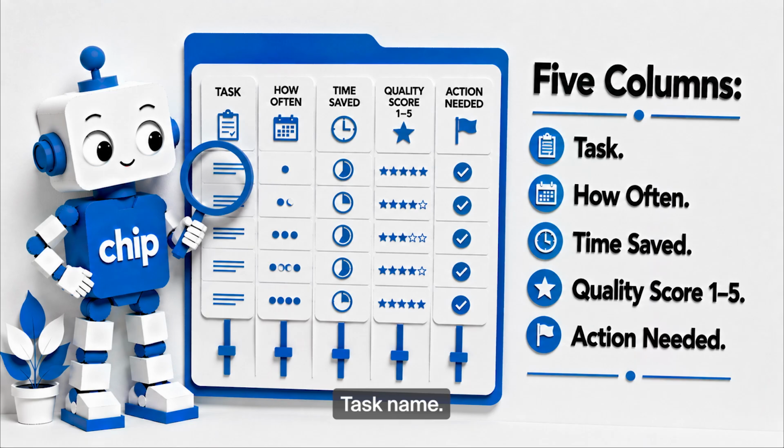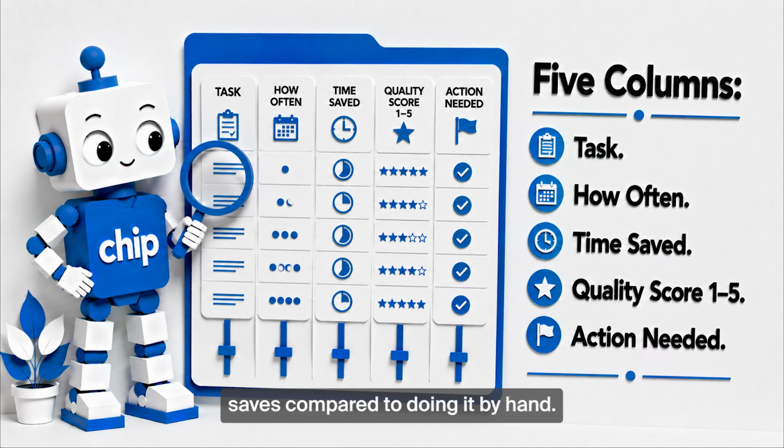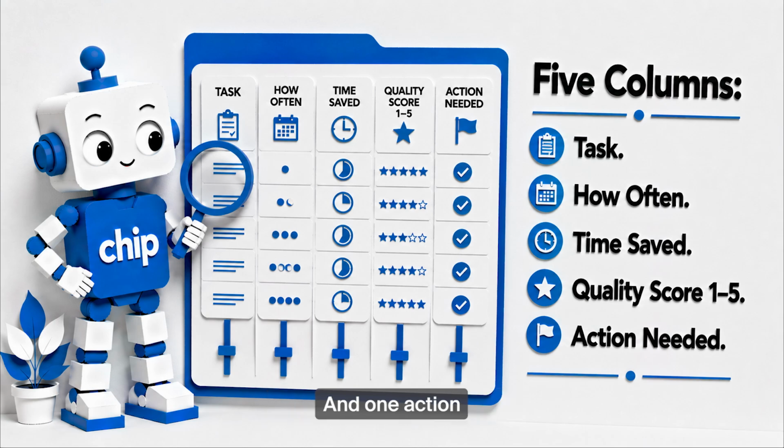Task name. How often you run it, daily, weekly, or monthly. Time saved per use, how many minutes the saved file saves compared to doing it by hand. Quality score from 1 to 5, you give this yourself after reviewing the output. And one action you will take to improve the file or the result. Fill one row for each saved instruction file you build.